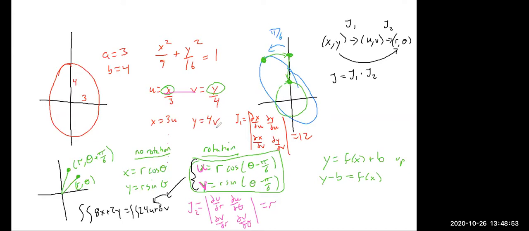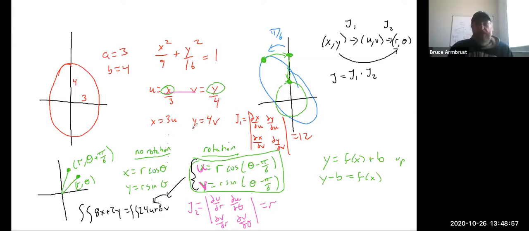All right. So obviously, if you have a different ellipse, you're going to have a different set of transformations. If you have a different rotation, that's going to get affected in here. If you have a different function that you're integrating, that's going to get affected as well. But do them in multiple steps, and you'll be good.